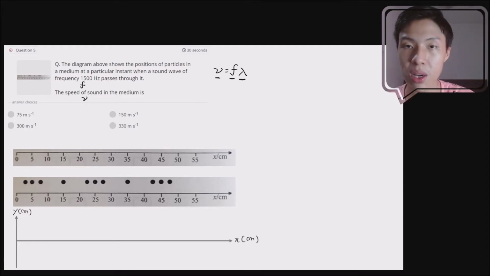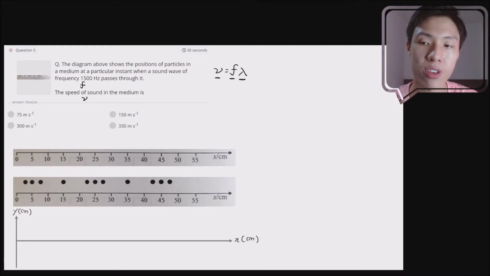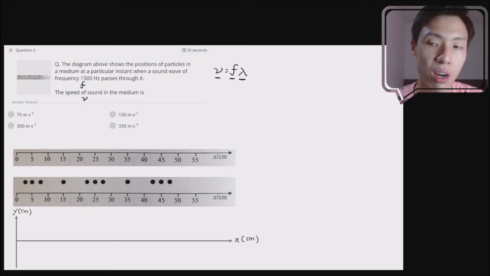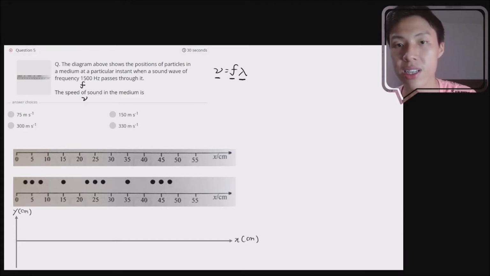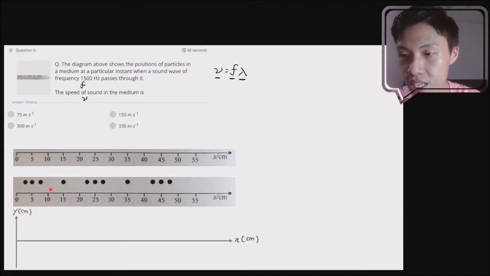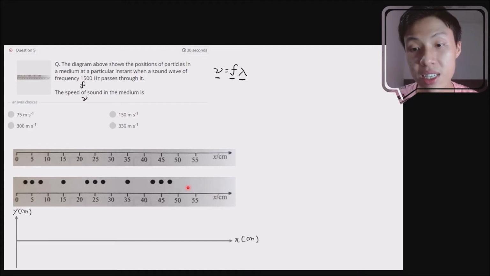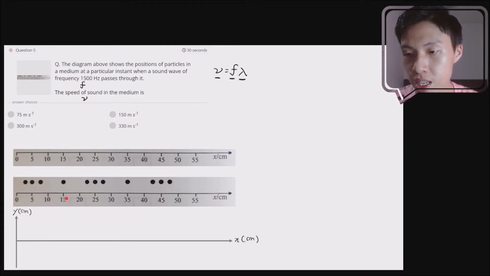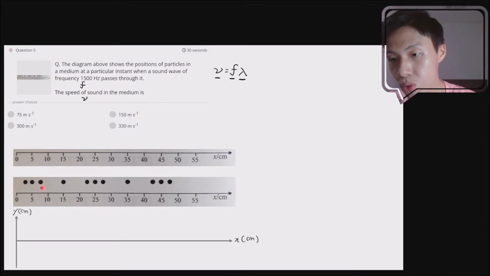So let's try to see what is the wavelength for this wave over here. Okay, so I'm going to analyze this wave. This is a longitudinal wave. You might not be familiar how to analyze it, so let's try to analyze it together. So these are the positions of a few particles along the x-axis at a single moment. You can see that there's compression in this region, there's rarefaction in this region, compression, rarefaction, compression in this region.